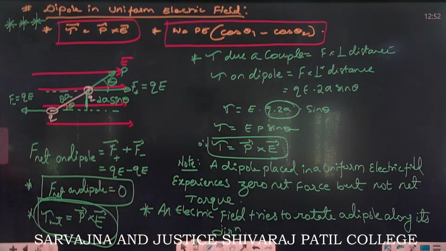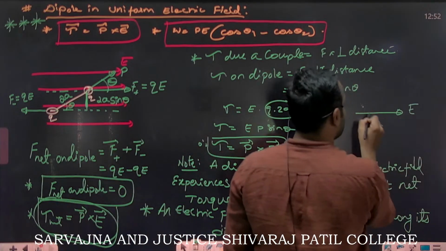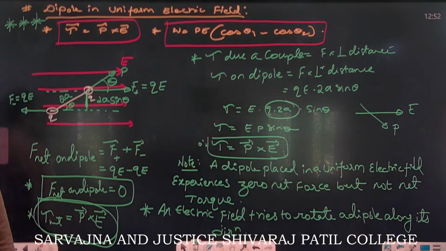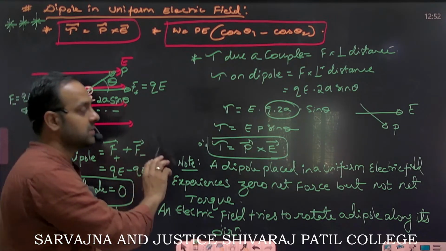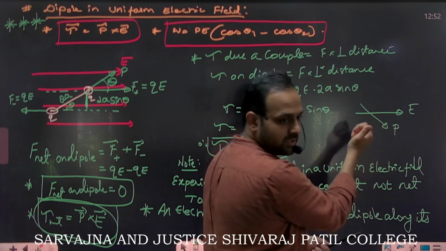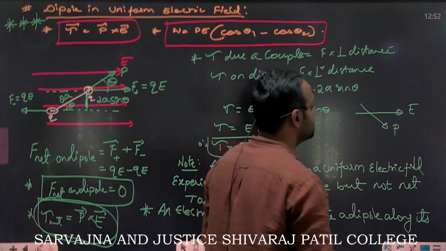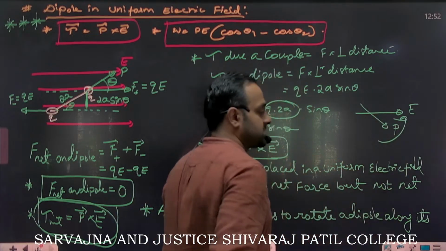The electric field tries to rotate the dipole in its direction. Okay, so if I ask you, this is the electric field and this is the dipole. In which direction will the dipole try to rotate? Clockwise or anti-clockwise? Anti-clockwise. Then torque will be in the outward direction. P cross E, it is out. It will make it try to rotate in this direction.